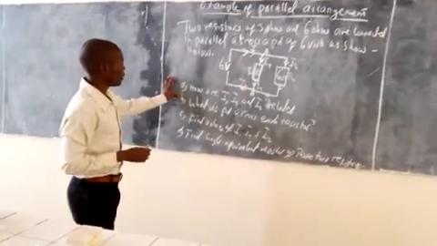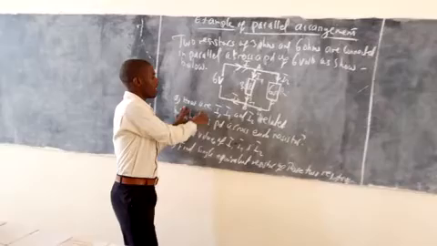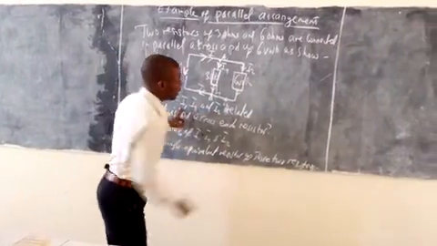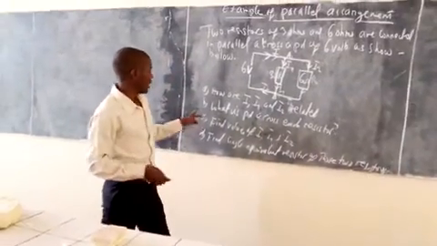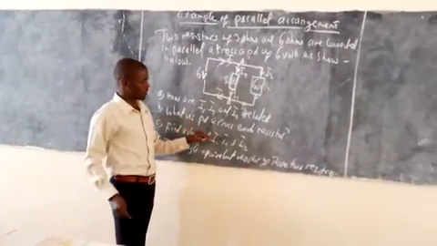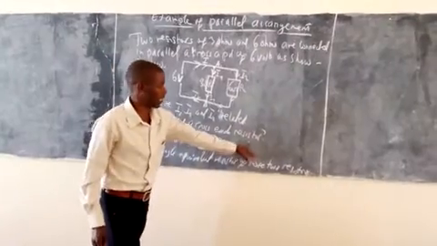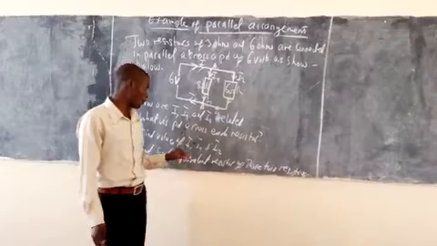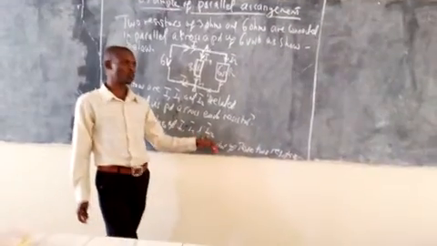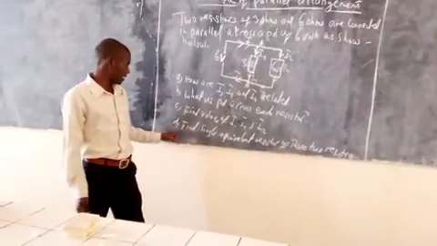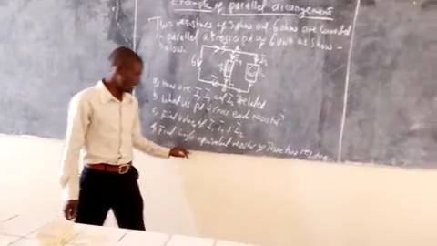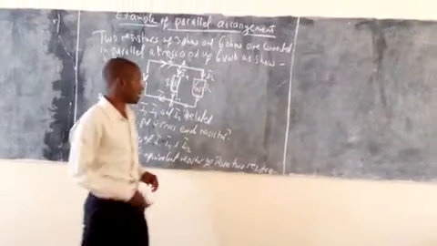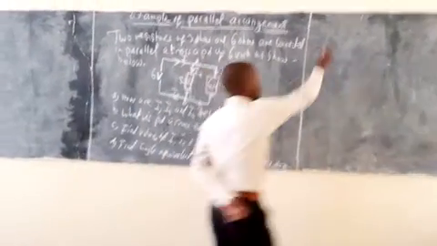Now, our problem says: A, how are I1 and I2 related? B, what is the potential difference across each resistor? C, find the value of I1 and I2. Then D, the last one, says find the equivalent resistance of the two resistors arranged in parallel. So, solution.